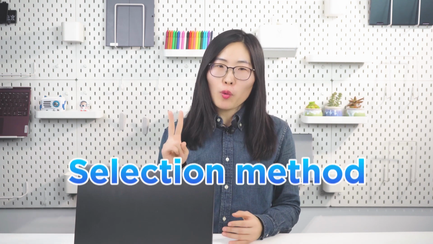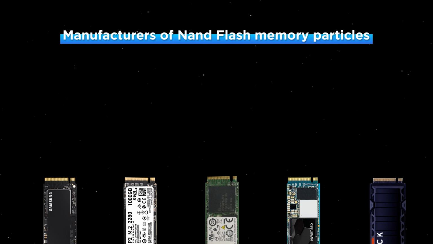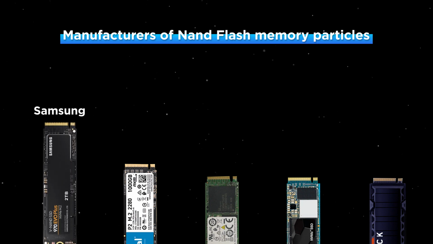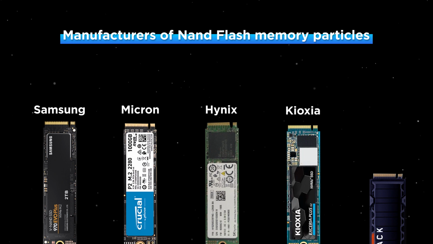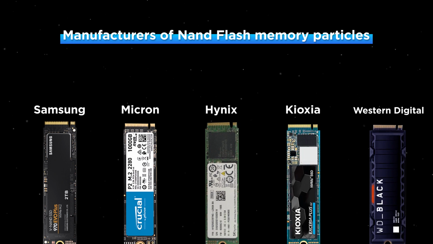However, it may be difficult for us to know much about SSDs in laptops, so we have 2 simple ways for you to select an SSD. First of all, choose high-quality SSD manufacturers. At present, the manufacturers that can independently produce NAND flash memory particles include Samsung, Micron, Hynix, Kioxia, Western Digital, etc. These are the Tier 1 SSD manufacturers.